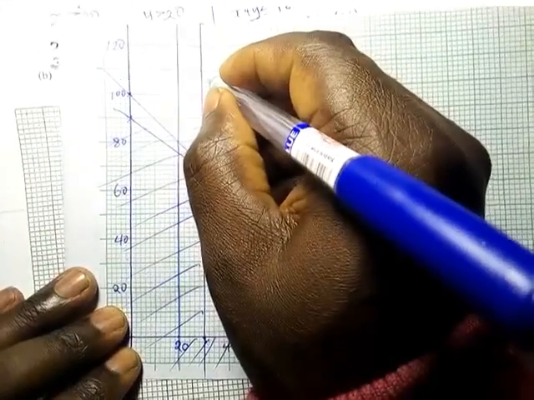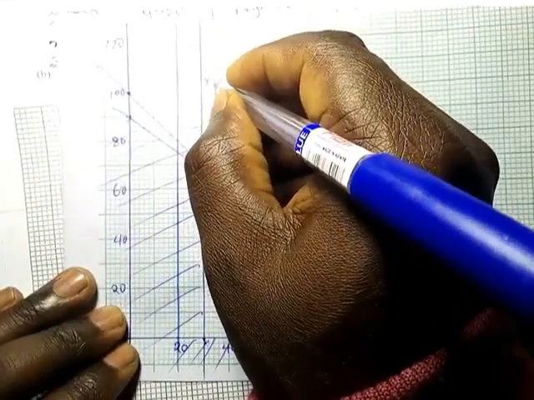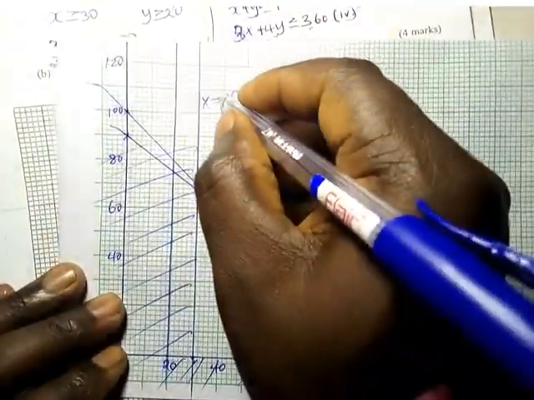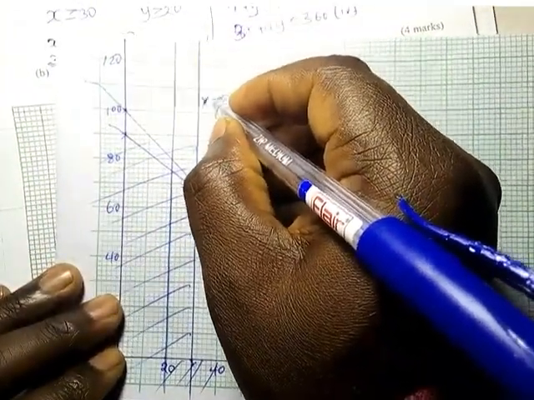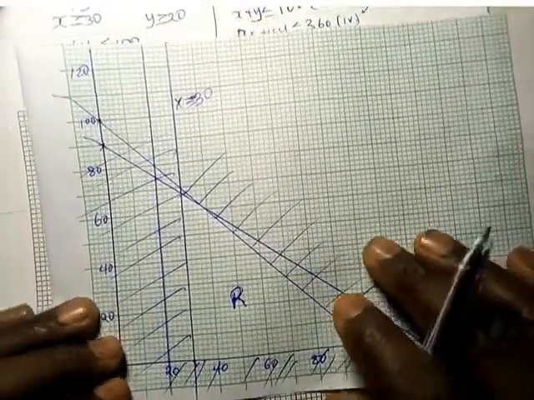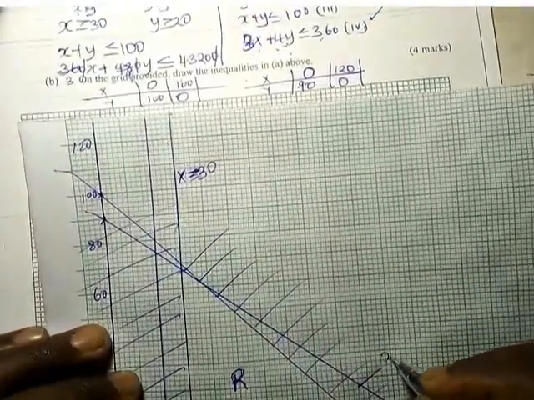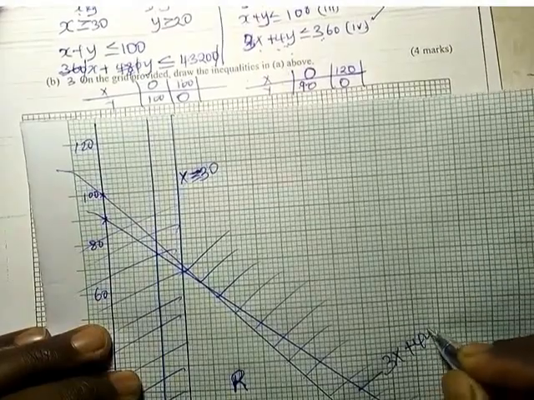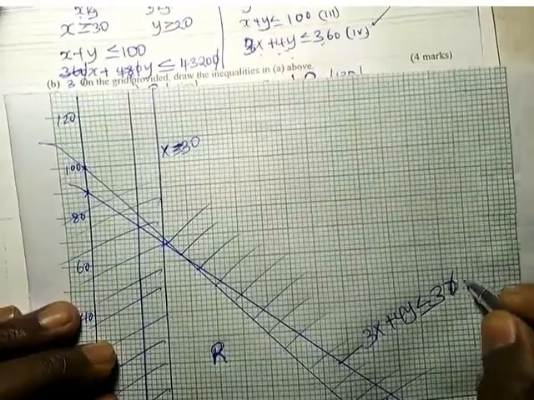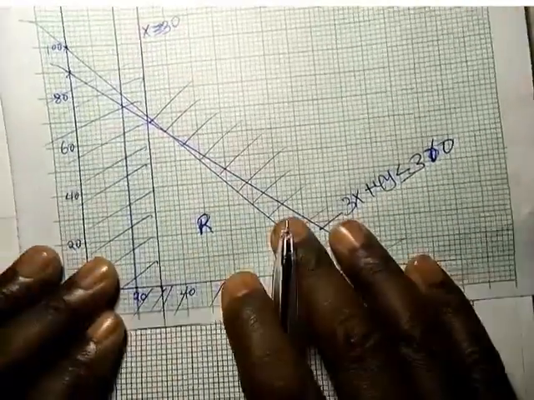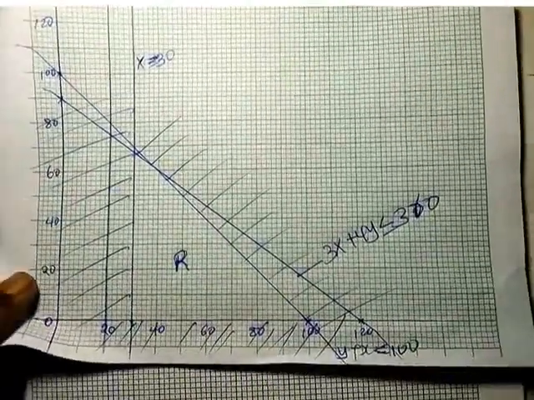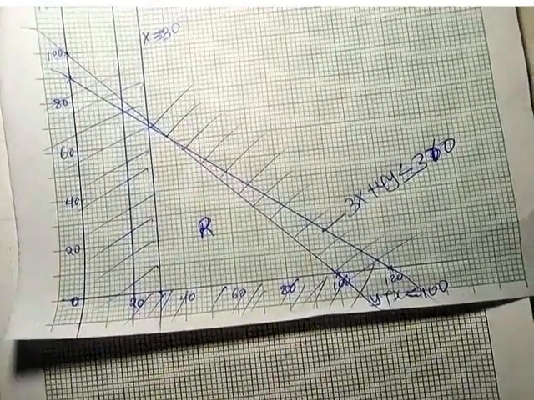This one is x is greater or equal to 30. And this line is 3x plus 4y is less or equal to 360. Like that. So once you have done that, we have finished that. You get your 4 marks. Now we go to the next question.